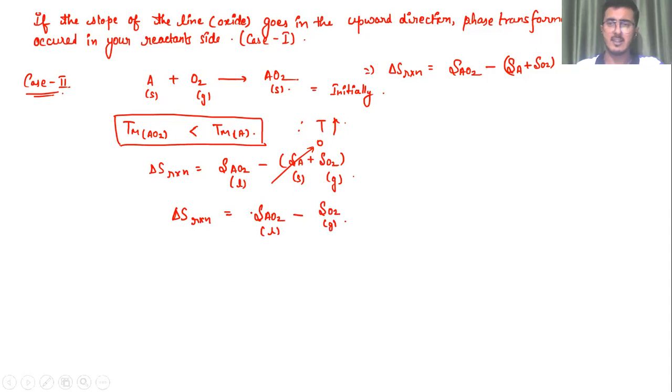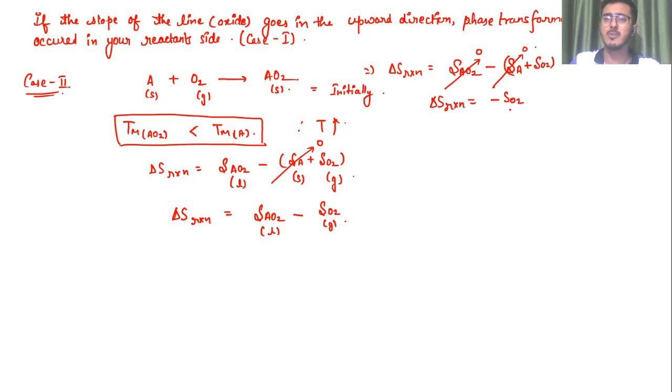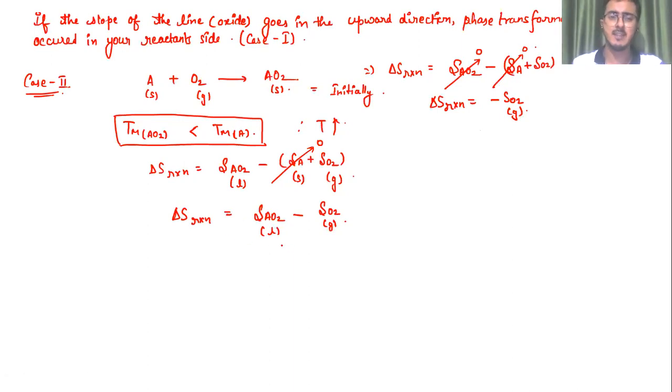Now understand this. In the very previous case, we were considering that your AO2 is in the solid state. In the above reaction, you can see that this is your solid, so this will be equal to 0. Similarly, this will be equal to 0. And your delta S of the reaction is nothing but minus of S of O2, that is in your gaseous state. But what has happened in this case? Now there's a transformation of your product, right? It has converted from your solid phase to your liquid phase. Now you cannot ignore this value. So you cannot ignore the value of your entropy in this case.